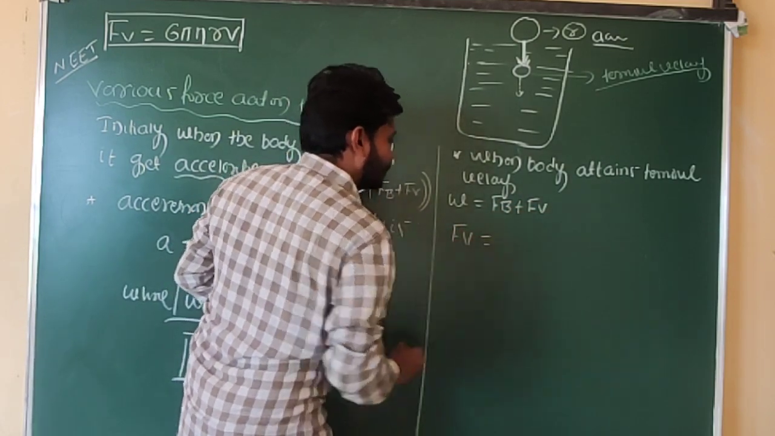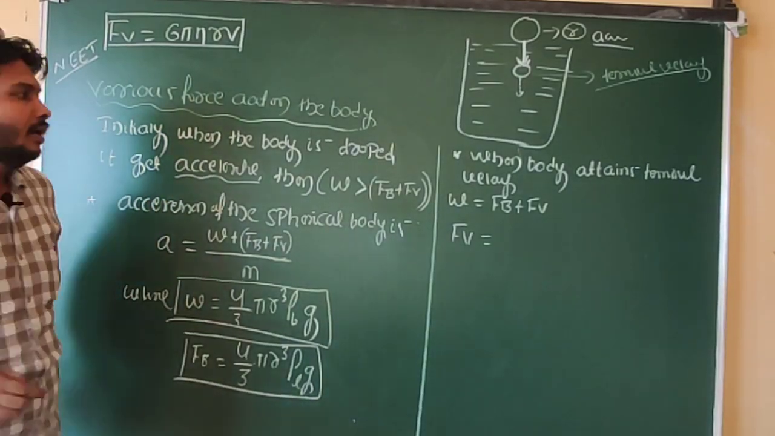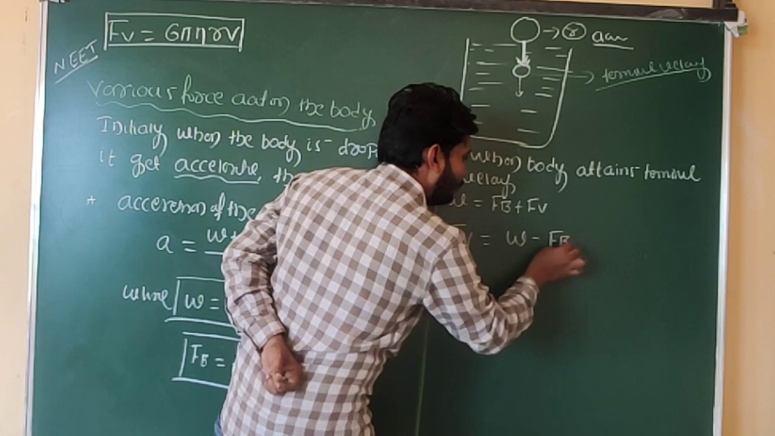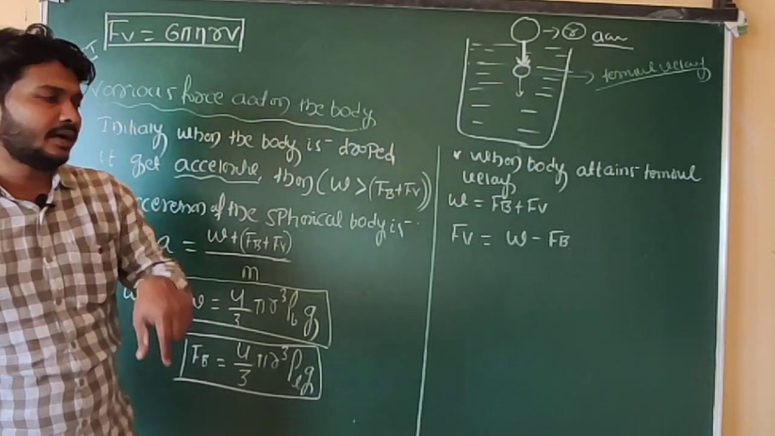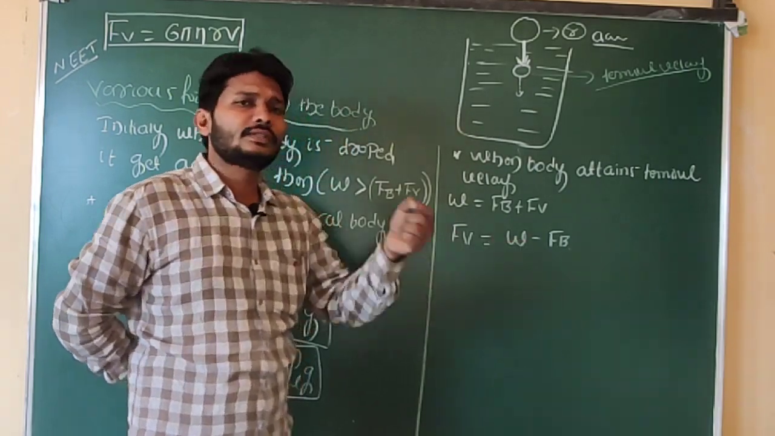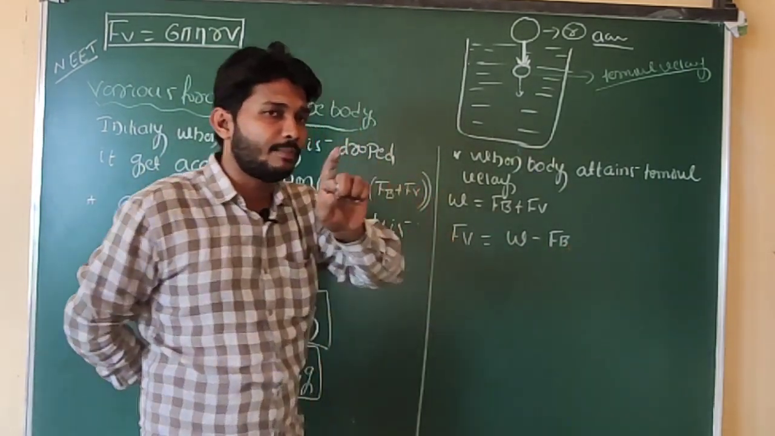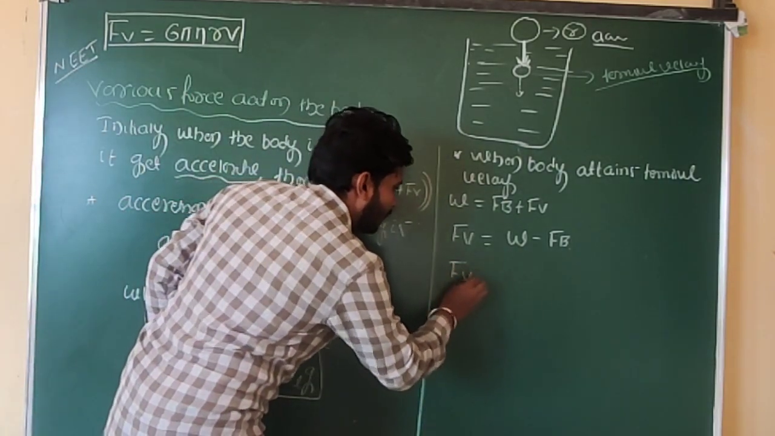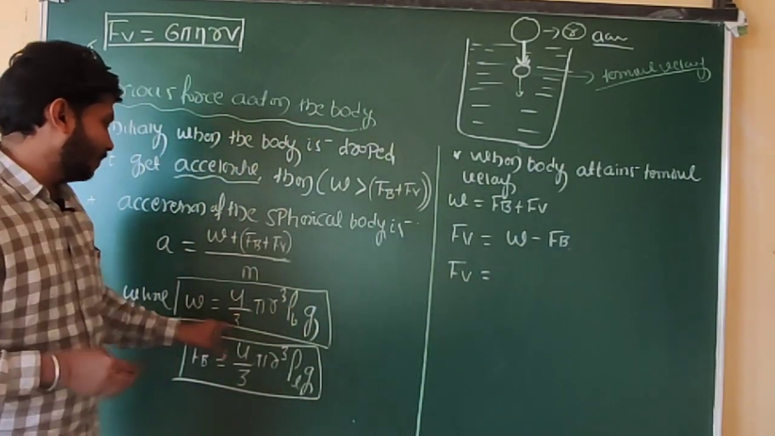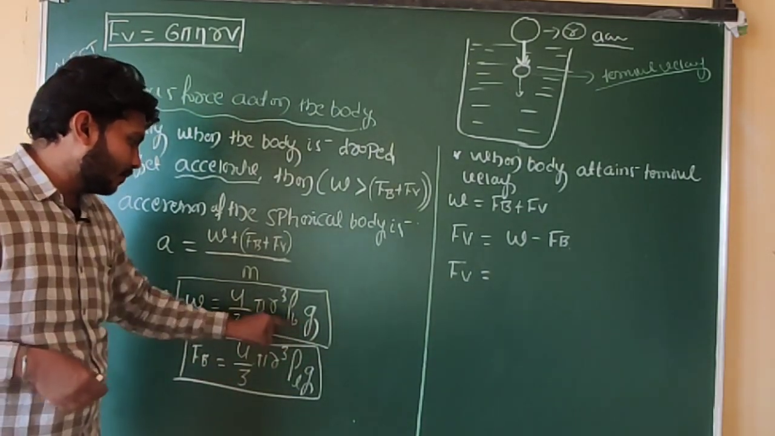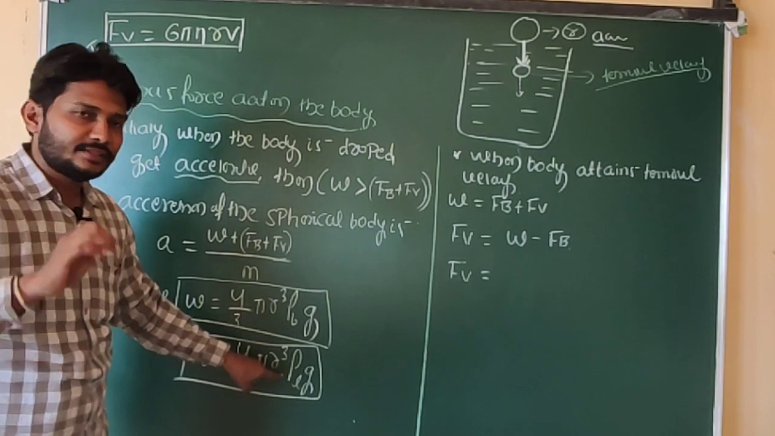So the viscous force, F of V, is equal to weight minus buoyant force. In order to calculate that viscous force, I have the weight value, which I can consider as 4 by 3 pi r cube, and here also 4 by 3 pi r cube. Here is the density of the ball, and here the density of the liquid.